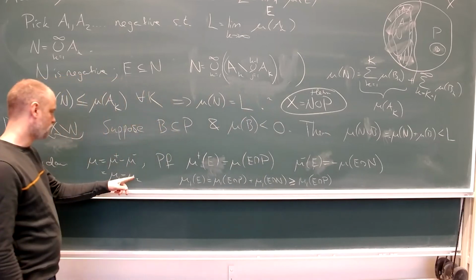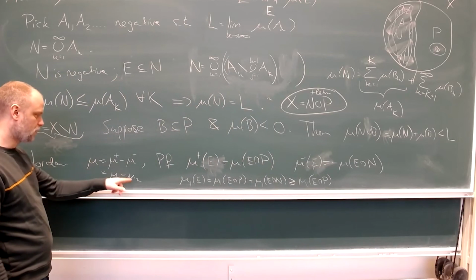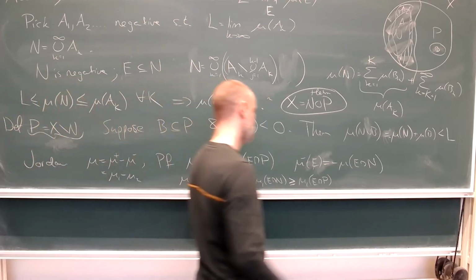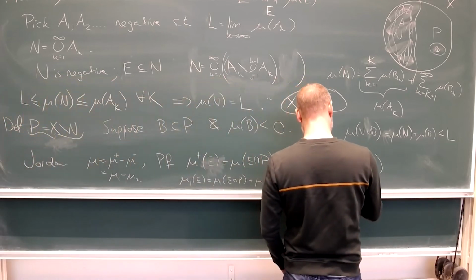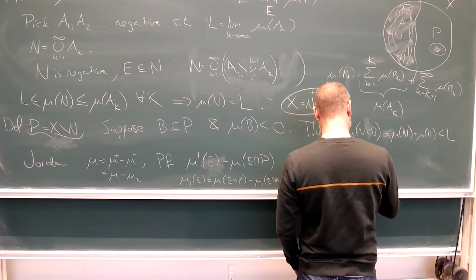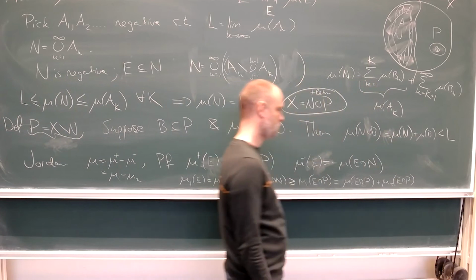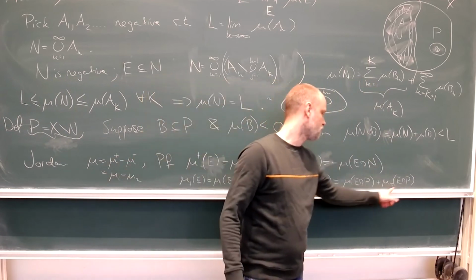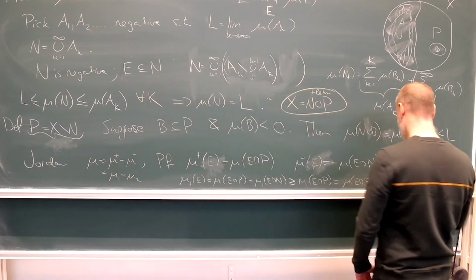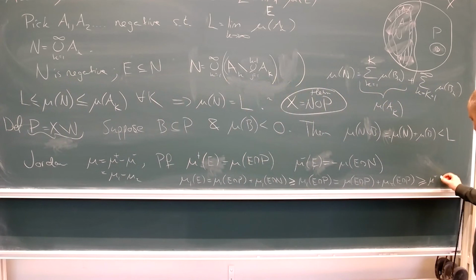But if you reshuffle around, mu1 is mu plus mu2, right? So here I have mu of E intersect P plus mu2 of E intersect P. And again, this is a number bigger than or equal to 0. And this is by definition my mu plus of E. So there you go.